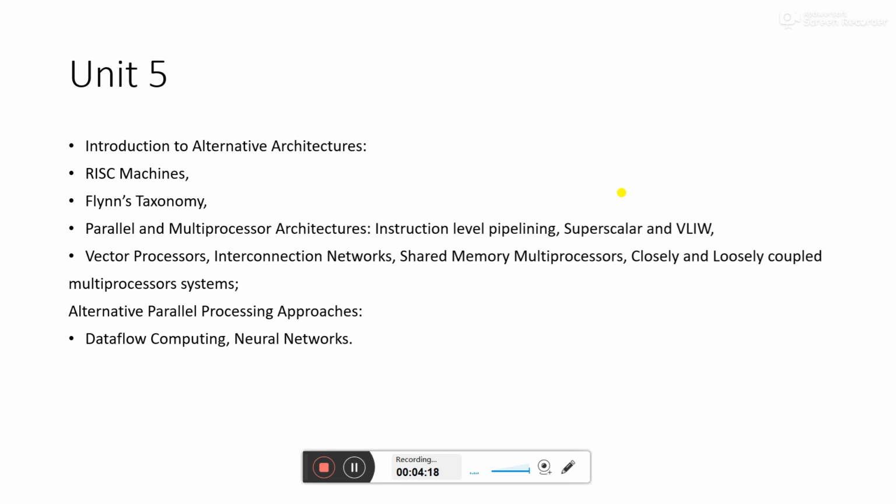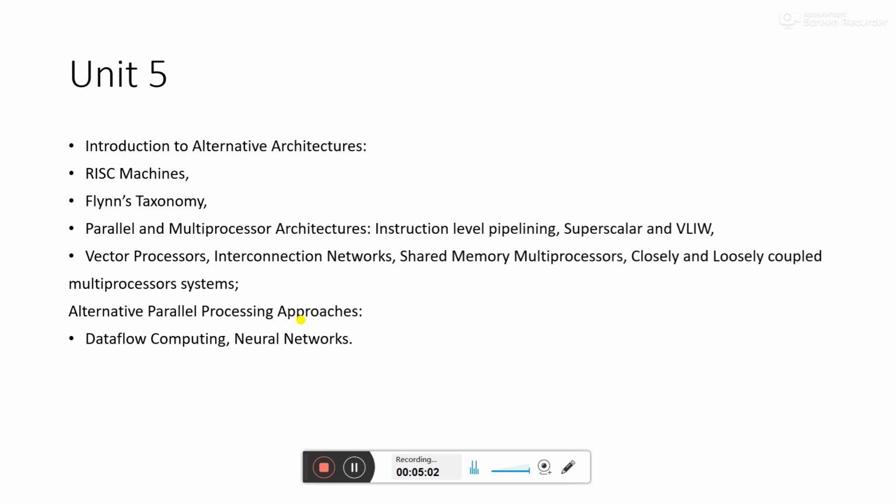For this type of advanced architecture, we will learn how parallel and multiprocessor architectures work, and also how data flow computing and neural networks work. These days neural networks are of great use for defining robotic architectures, and many things are applicable by means of neural networks. For example, if we need to find the shortest path for the landing of an aeroplane, it will be a very good choice.